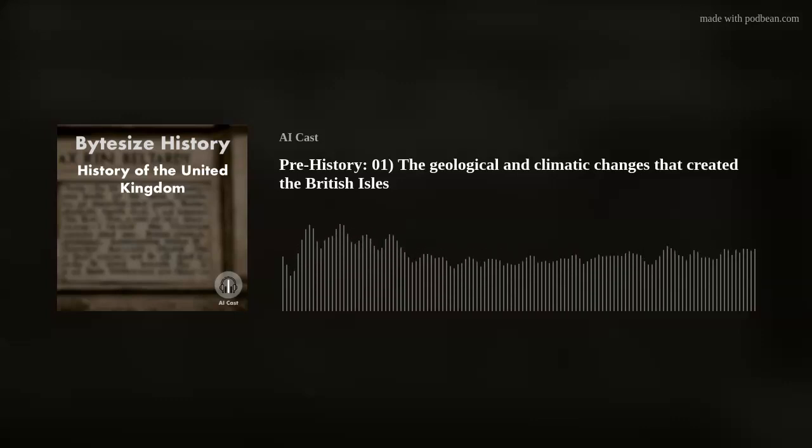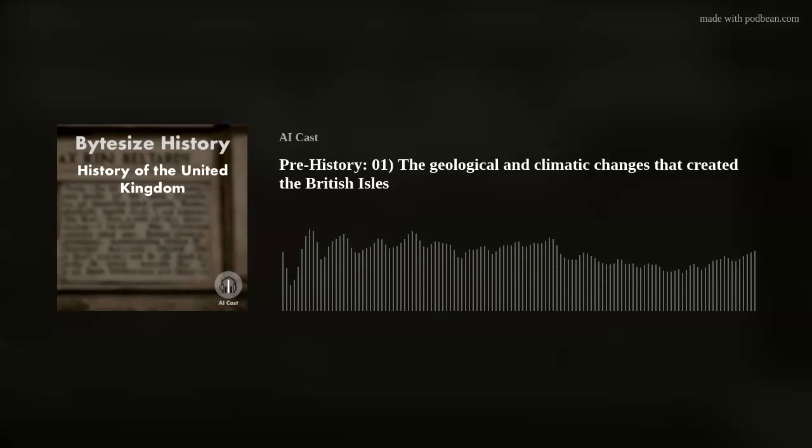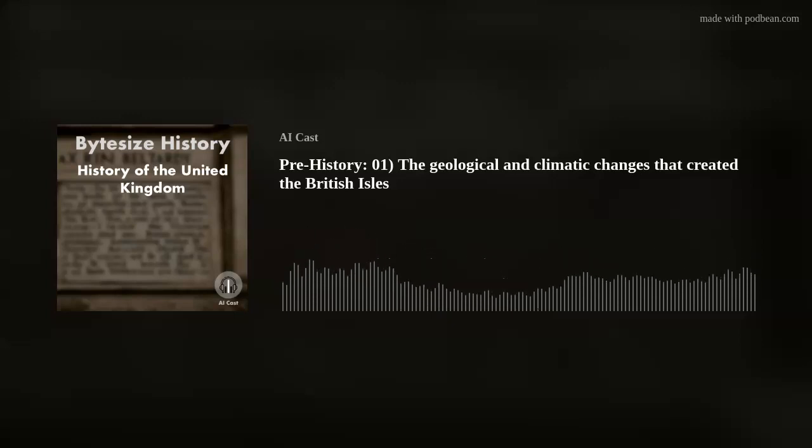The next event was the formation of the North Atlantic Ocean, which began around 55 million years ago and is still continuing today. The separation of the British Isles from mainland Europe was complete, and the region began to take on its current form. Around 2.5 million years ago, the British Isles were subject to the forces of glaciation, which shaped the landmass into the familiar contours we see today.